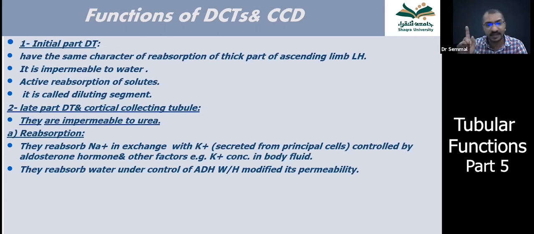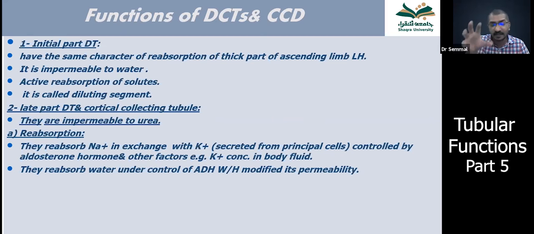The late distal tubule and the cortical collecting tubule are impermeable to urea. They absorb sodium in exchange with potassium secreted by the principal cells. It is controlled by aldosterone. Now comes this hormone, aldosterone. What is aldosterone? It is a sodium-conserving hormone, a sodium-loving hormone. So when aldosterone comes, it will take the sodium back, and along with it water back.